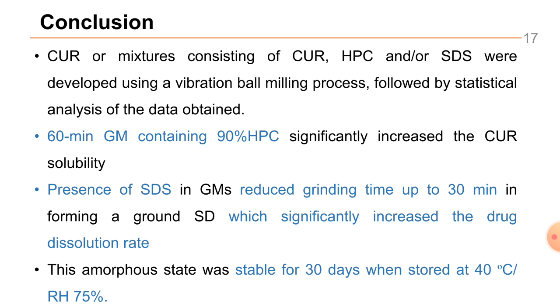In conclusion, in this study, the 60-minute GM containing 90% HPC significantly increased the curcumin solubility. Presence of SDS in GMs containing 90% HPC reduced the grinding time from 60 to 30 minutes in forming an SD, which significantly increased the curcumin dissolution rate. This amorphous state was stable for 30 days when stored at 40 degrees Celsius, relative humidity 75%.